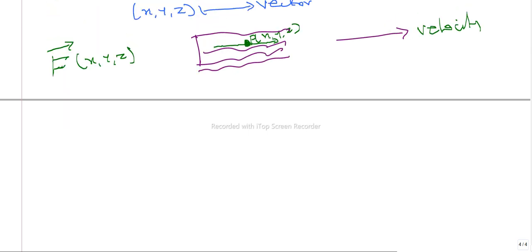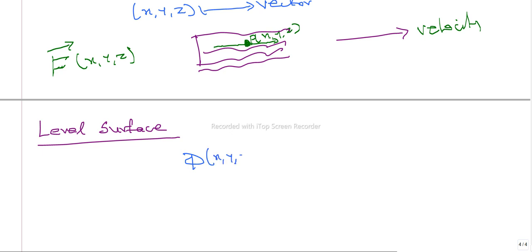Now we define a new function that is called gradient. And one more thing, what is the level surface? So the next definition, what is the level surface? A level surface is nothing but, if you know the scalar point function pi of x, y, z, you set it equal to some constant. So this equation is called a level surface. If you vary the constant c, you will get different level surfaces. So the level surface is nothing but the equation pi of x, y, z equal to c, where pi is a scalar point function.